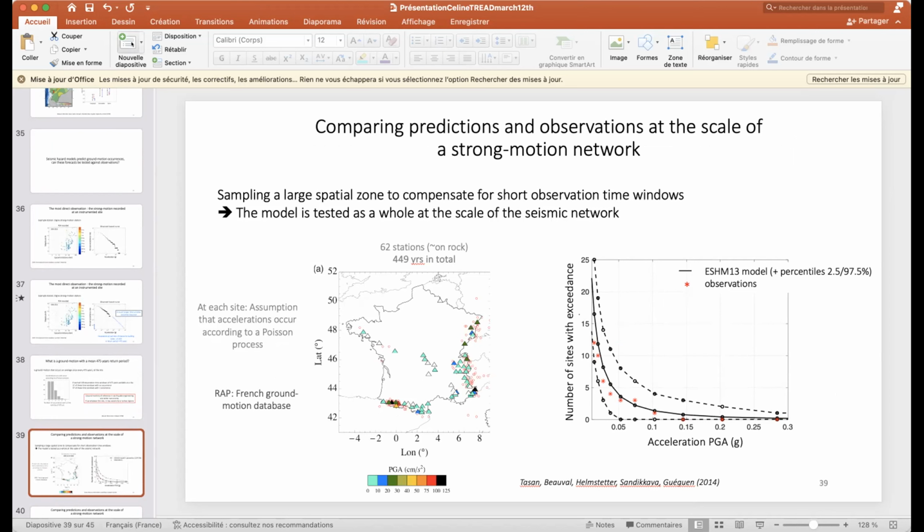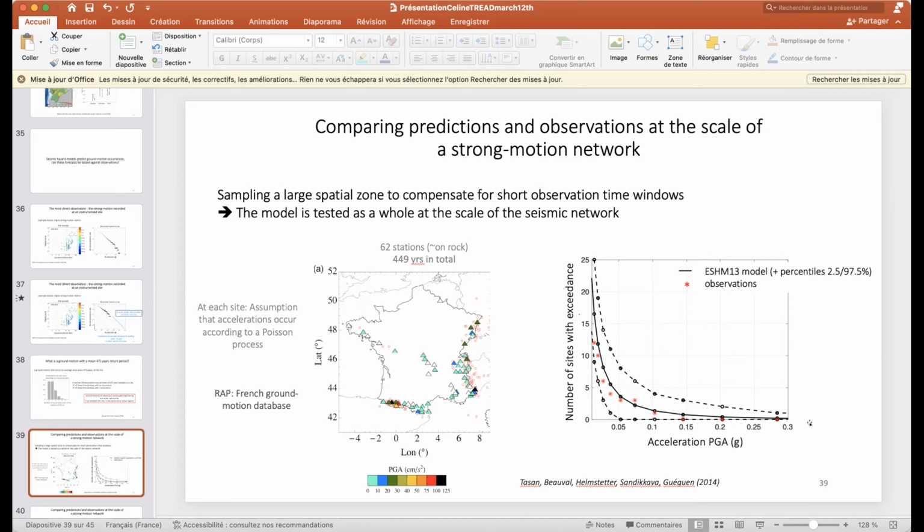And the idea is to compensate the short time windows by sampling in space. So the model can only be tested as a whole at the scale of the network. In this example, for a series of acceleration levels, we compare the predicted distribution for the number of sites. So what we calculate is the predicted number of sites with exceedance in black with respect to the observed number in red.